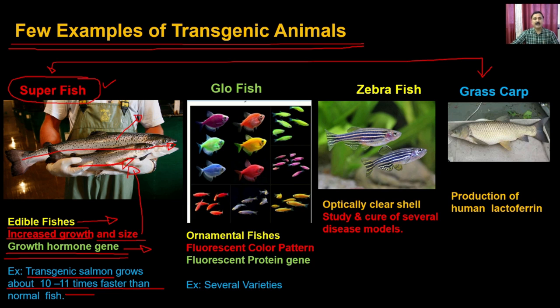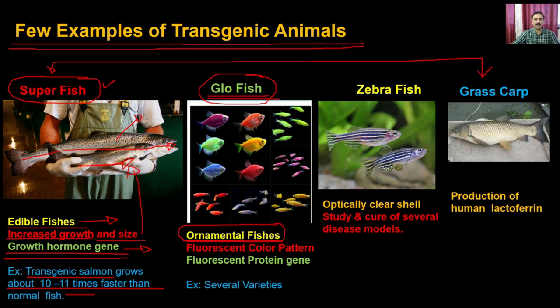Now, compared to that, you can also have the glow fishes, and I think you remember that when we were discussing biotechnology principles and processes, I took the example of glow fishes. Glow fishes are ornamental fishes, which are used in aquariums for pet purposes. What you do here is overexpress different types of fluorescent proteins in different types of cells and fishes.